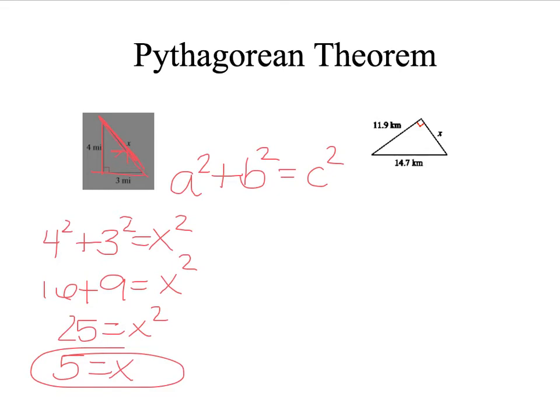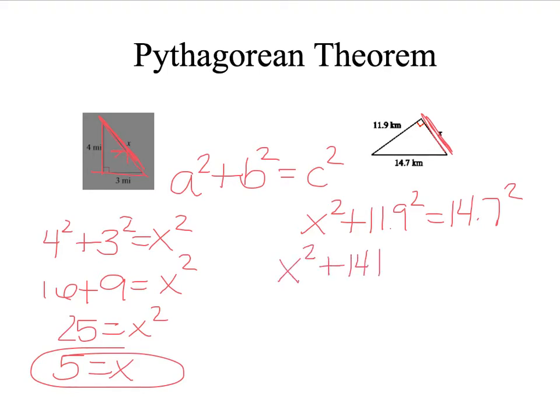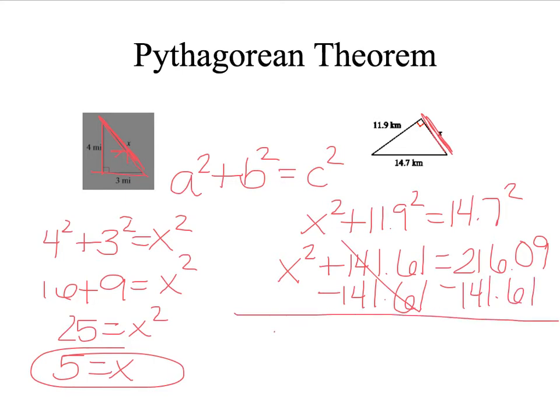For the second example, notice that in this case I'm actually missing a leg. So x squared plus 11.9 squared equals 14.7 squared. x squared plus 141.61 equals 216.09. And then subtract 141.61 from both sides. And we get x squared is equal to 74.48.